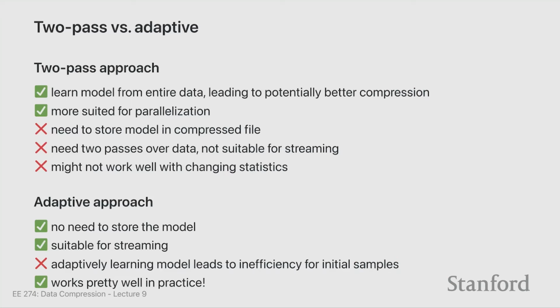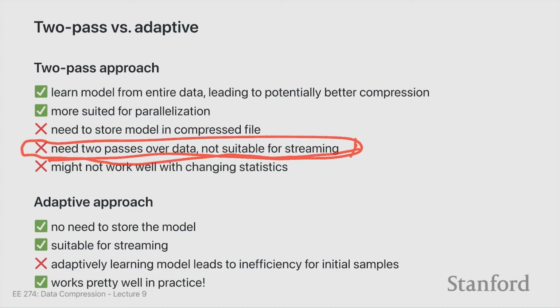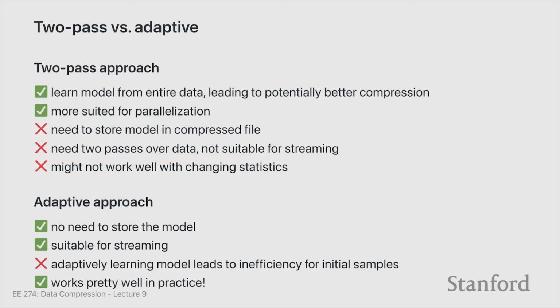So just like a pros and cons list, for two-pass: we learn the model from the entire data, so you look at the entire data. So maybe you get a better model at the end of the day, and you can parallelize the entire process more, because adaptive is sort of sequential. You're going through the data one by one. In the two-pass, there are ways to parallelize it. However, you need to store the model in the compressed file. So that's not ideal. You need two passes over the data. This is often a breaking thing in many applications where you can't just hoard data. You have to keep compressing the data as it comes in. You can't keep the entire data in memory. So this is usually a problem.